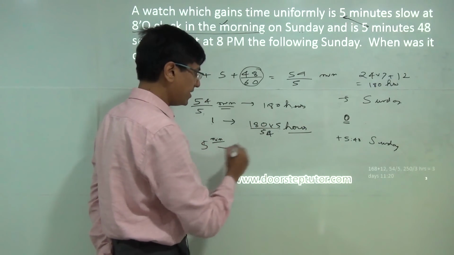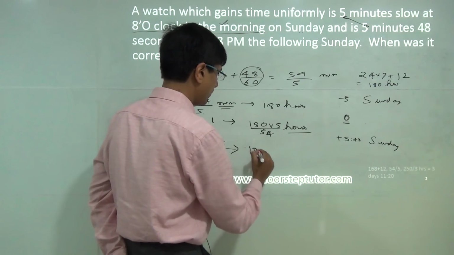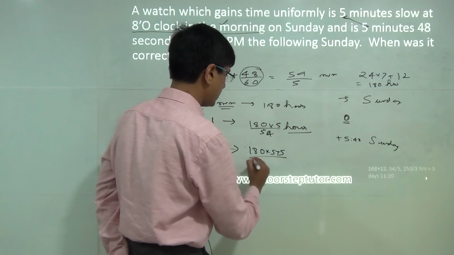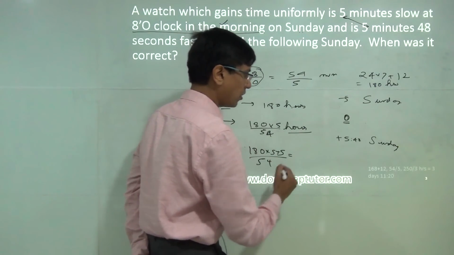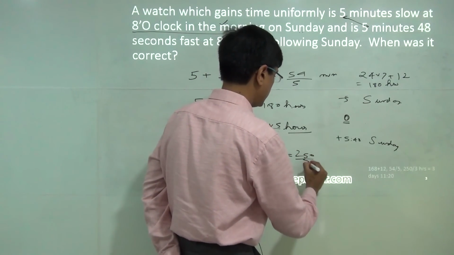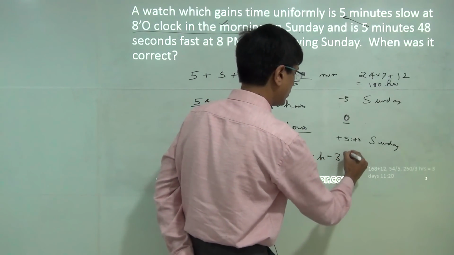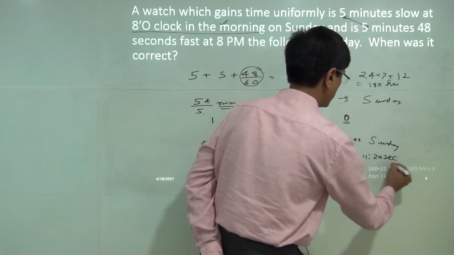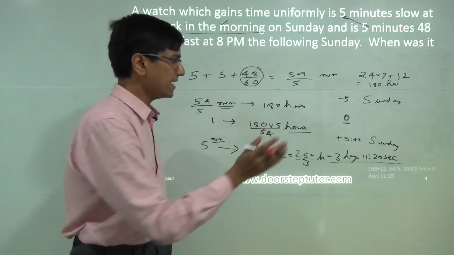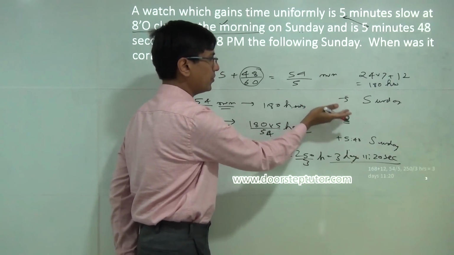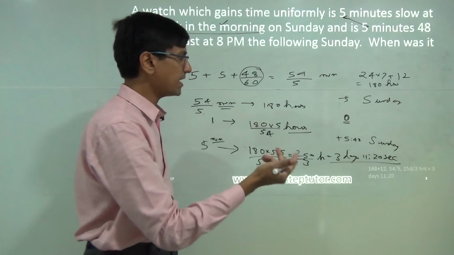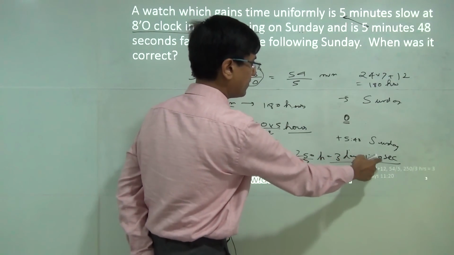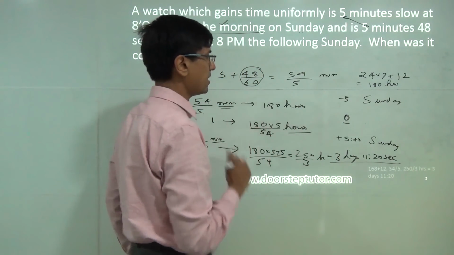And this is all in minutes. And to cover 5 minutes, how much would the clock take? 180 into 5 divided by 54. If you solve it, you will get 250 by 3 hours, and this translates to 3 days, 11 hours and 20 seconds. So sometime on Wednesday, the clock would show exactly accurate time, and the time would be 8 plus 11, 20, which means 19-20 hours.